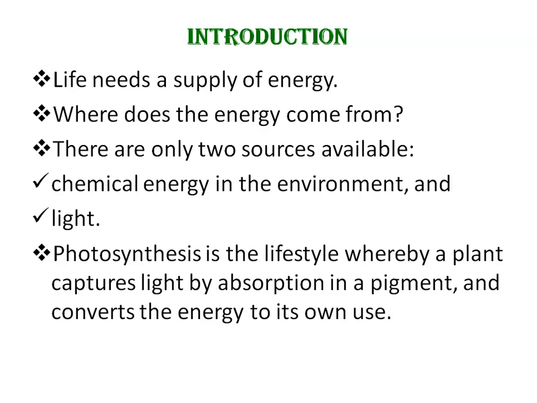Now, where does this energy come from? There are only two sources available: chemical energy in the environment and light. Chemical energy occurs in the form of reactable chemical substances. We ourselves, as animals, look for food, which is caused to react by means of a series of steps with oxygen in the air. And the other source is light, right? So photosynthesis is the lifestyle whereby a plant captures light by absorption in a pigment and converts the energy to its own use.